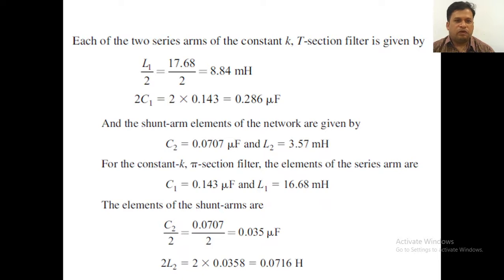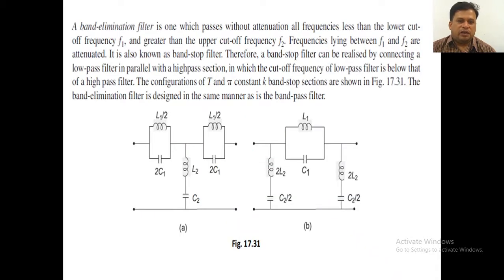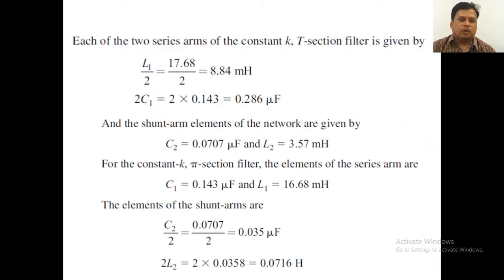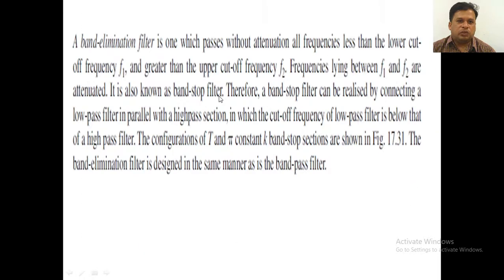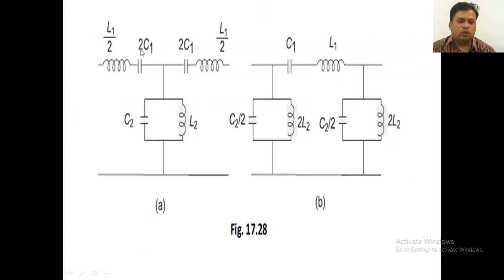So from these we have got L1 by 2, 2C1, and also C2 by 2 and 2L2. Here we are calculating C2, C1, L1, L2, but we want the values of L1 by 2, 2C1, C2 by 2 and 2L2. After getting these values we have to substitute them in the figure given for the band pass filter, the first slide. From the first slide we have to put these values: L1 by 2, 2C1, 2C1, L1 by 2, C2 and L2 for the T section filter, and for the pi section filter we keep these values here.